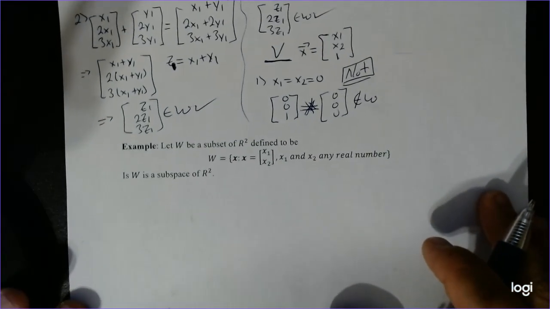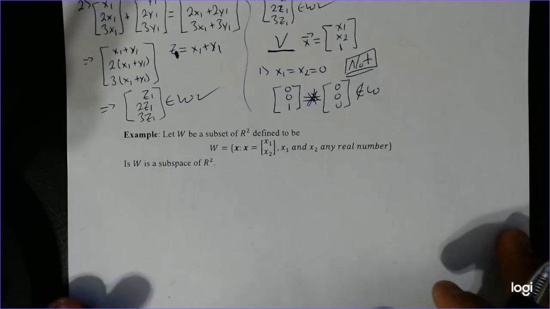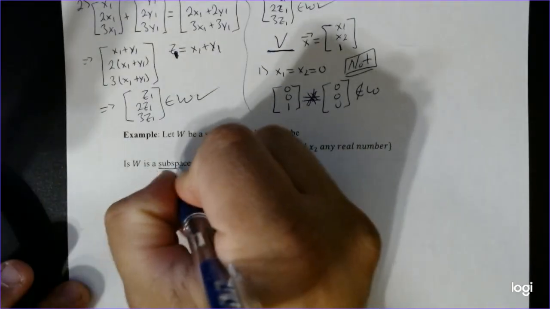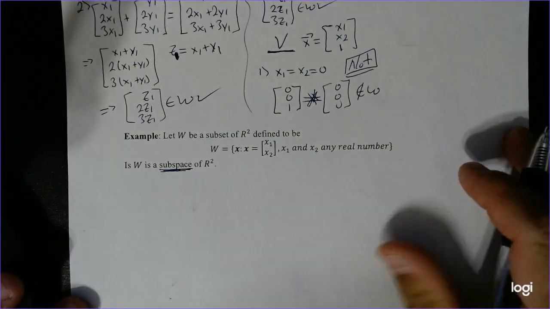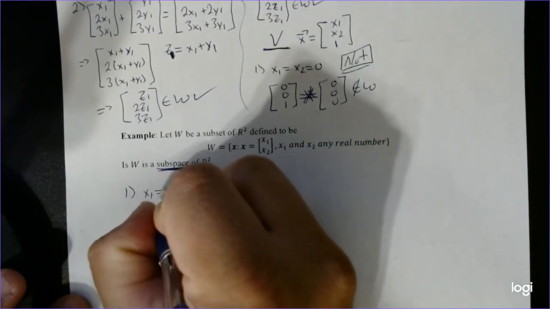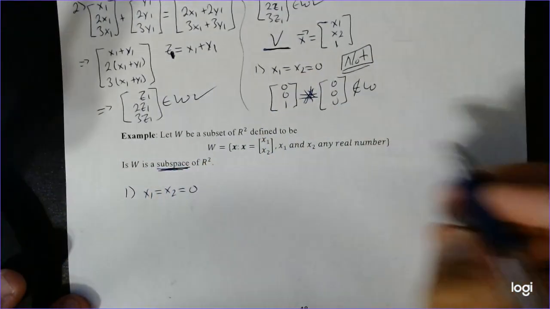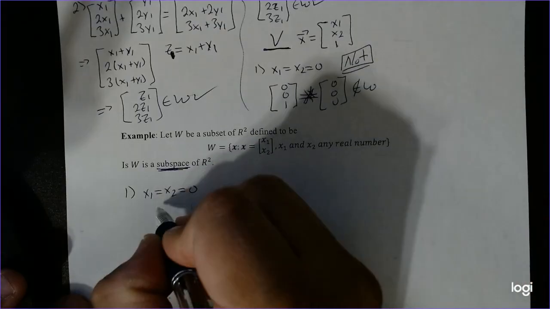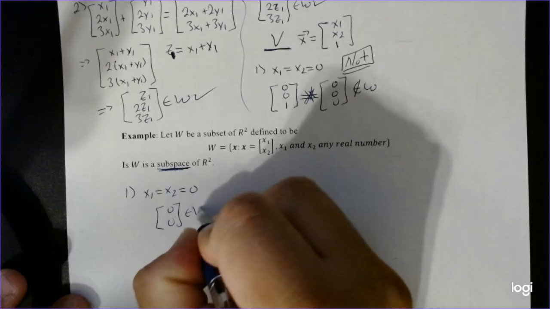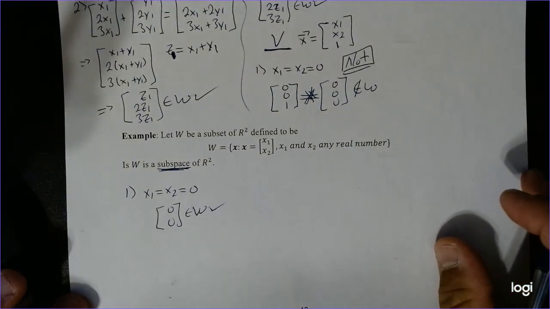All right, so now we got that. Let's do one more example. Now it's in R2, a little easier instead of R3. So given W is x1, x2, where x1 and x2 are any real numbers, is this a subspace of R2? Okay. So step 1, since they're any real numbers I want, let them both equal 0. So therefore, a vector will be 0, 0, which is contained in W. So check, it holds the 0 vector.